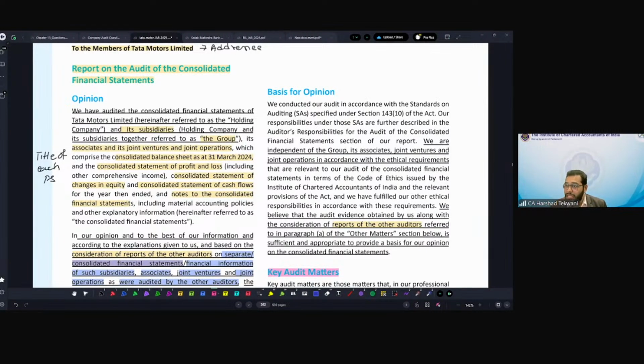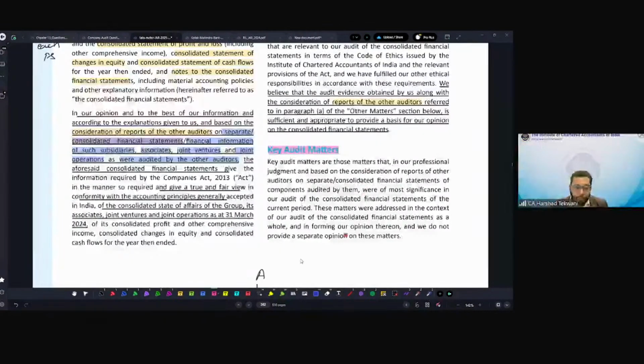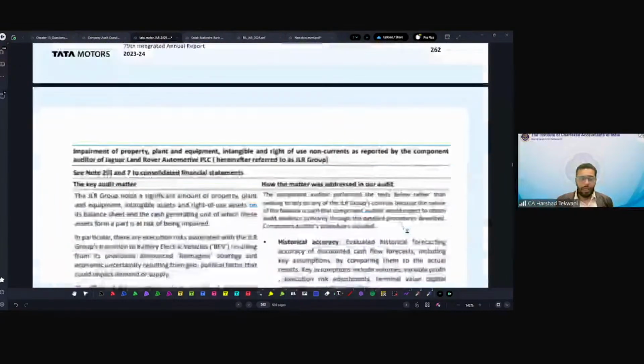Yes, I can consider. Key audit matters are not only the matters based on the consolidated financial statements, but also on the consideration of the reports of other auditors on separate or consolidated financial statements of components audited by them. So not only with respect to the consolidated financial statements, but I need to consider the matters which are already reported in the audit report of component auditors.